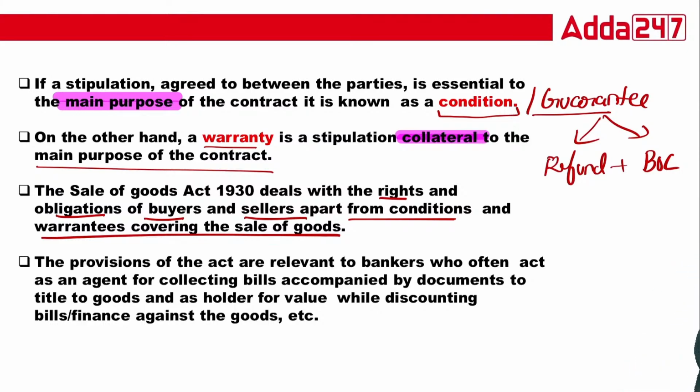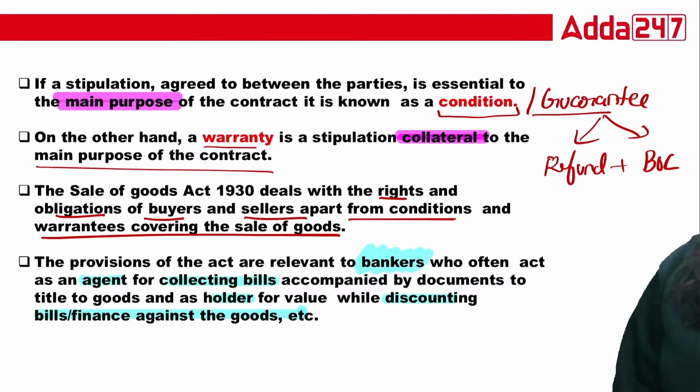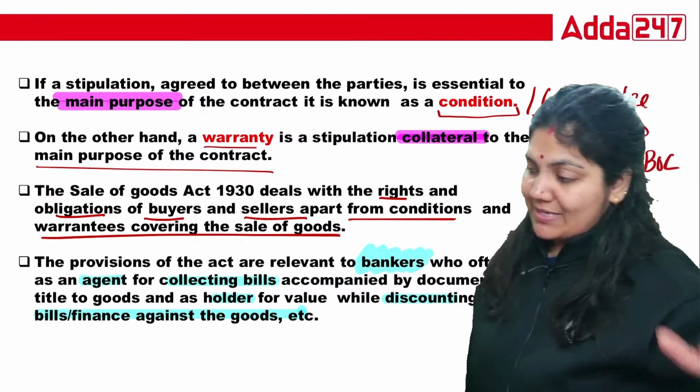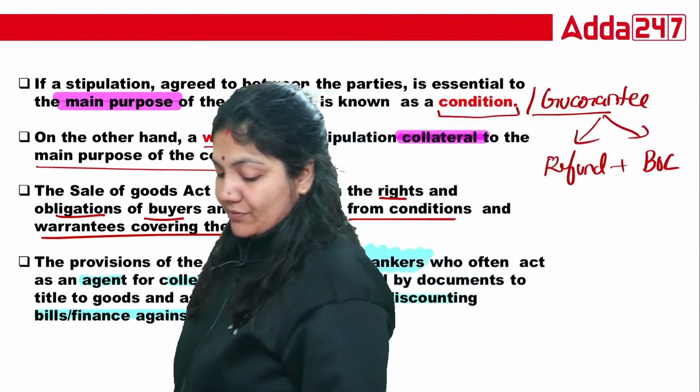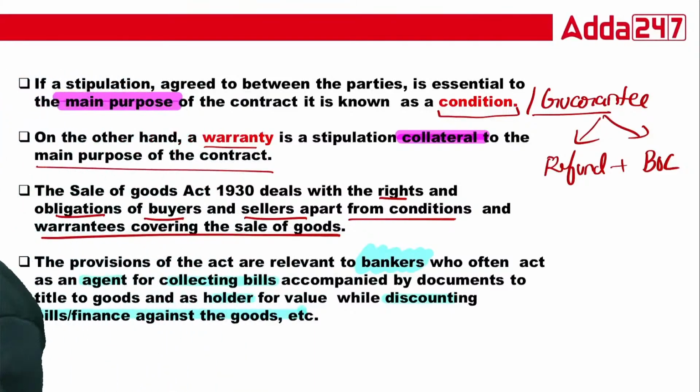Now class, how is it relevant to the banker? It is relevant to the banker, who often acts as an agent for collecting bills accompanied by documents of title to goods, and as a holder for value while discounting the bill or financing against the goods. So class, why is this Act relevant to the banker? The last paragraph is given in front of you. Important one. Please read this one.